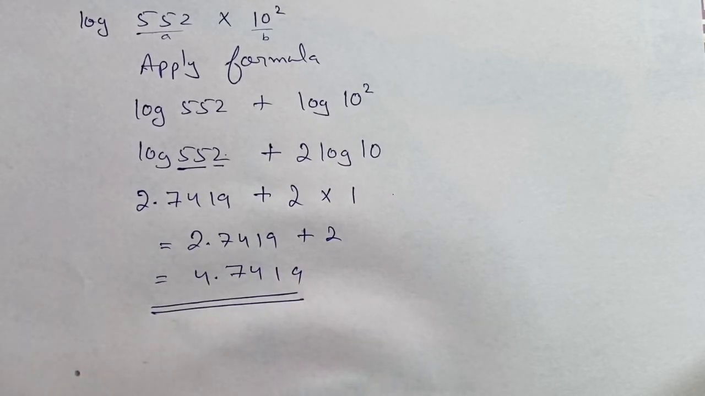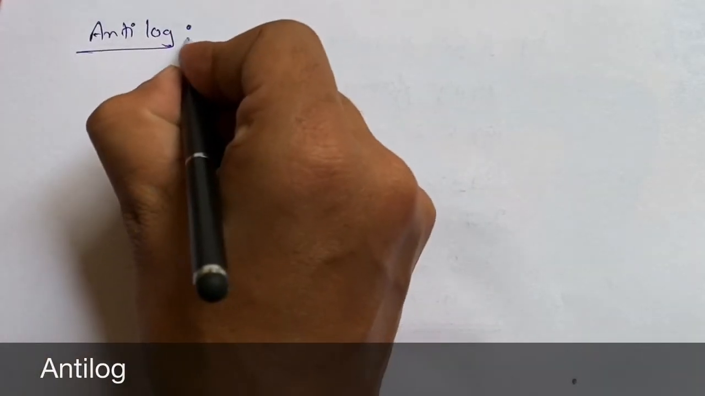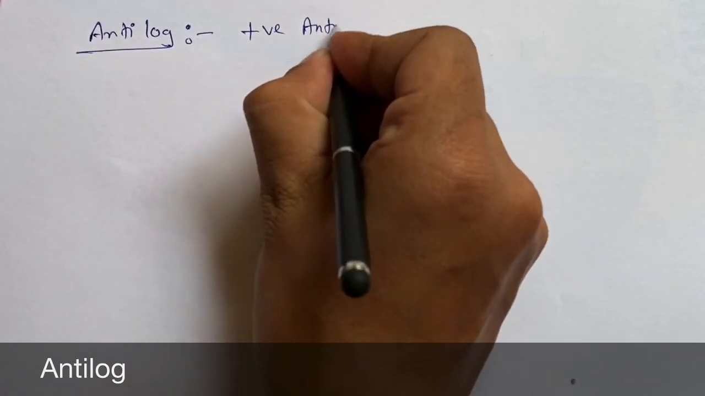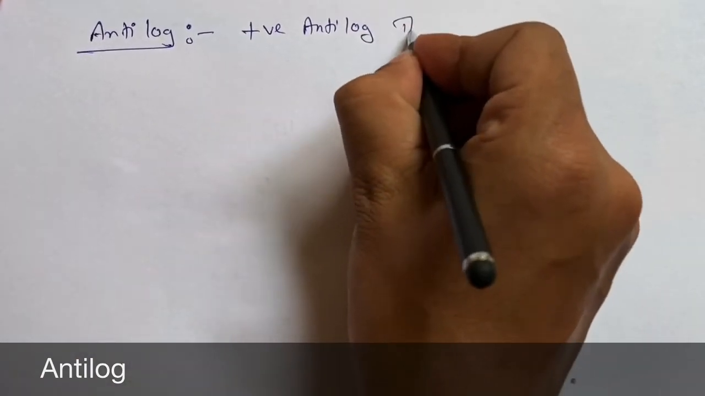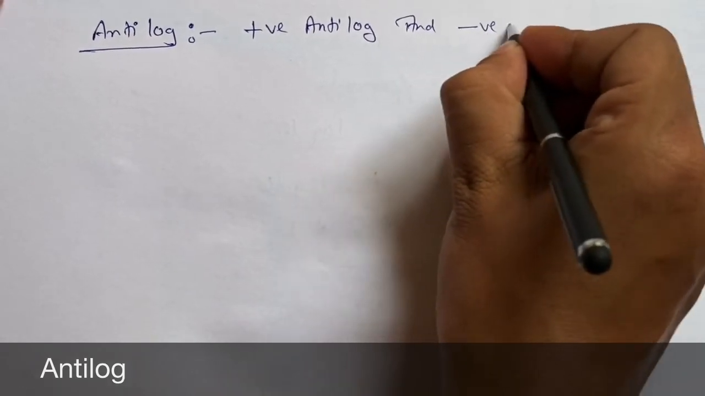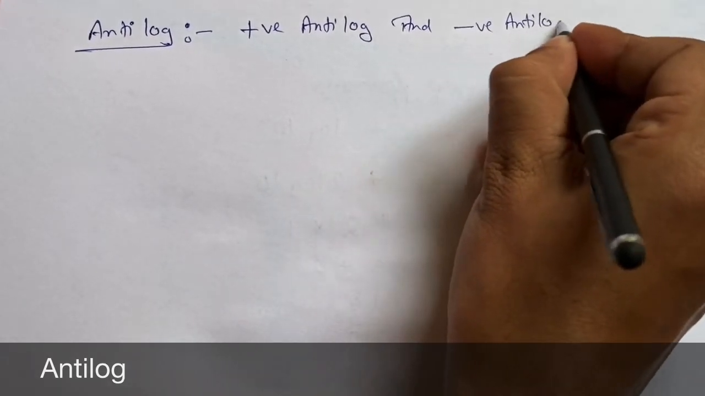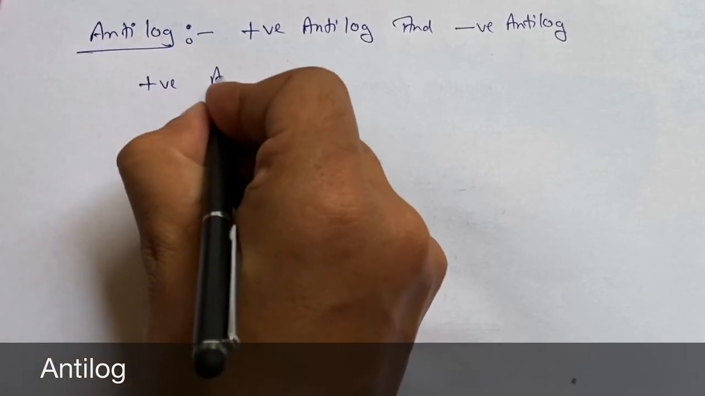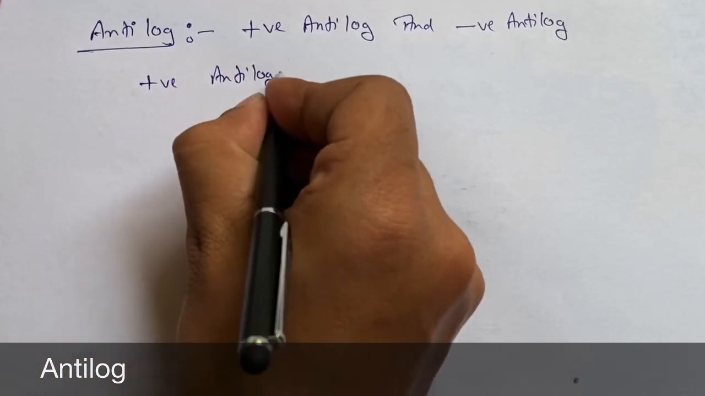I hope you have understood the log concept. Now let us move to antilog. Students, antilog is of two types: positive antilog and negative antilog. First we will start with positive antilog.